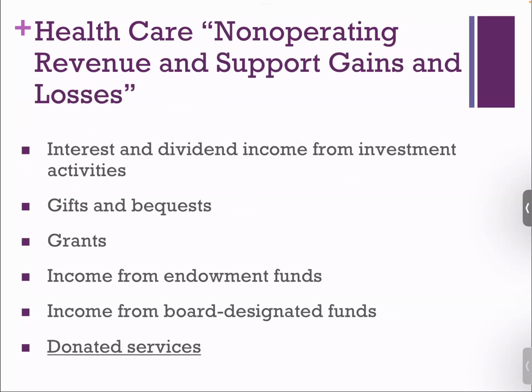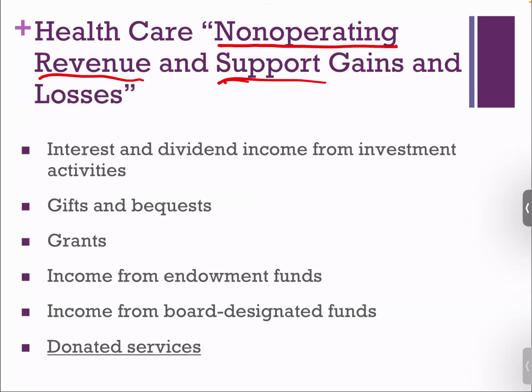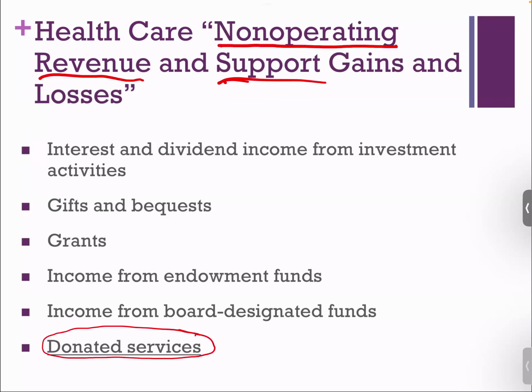Now, if you look at this one, this is non-operating revenue and support gains and losses. Okay, so interest and dividend income from investments, gifts and bequests. So don't think of donated supplies, but think of gifts, grants, income from endowment funds, income from board designated funds, and then donated services. Okay, so donated services are non-operating. Donated supplies are other operating. Just a little thing you have to kind of remember.